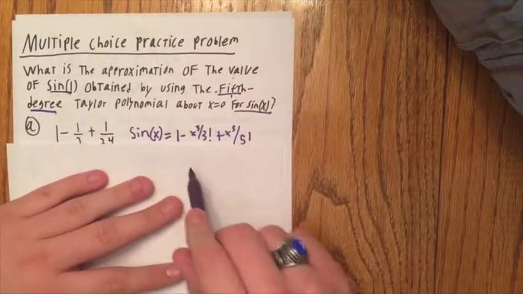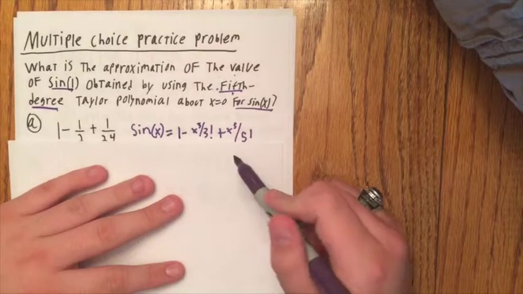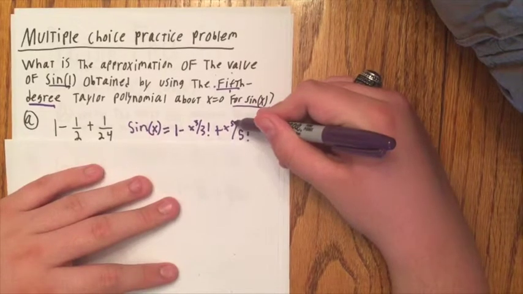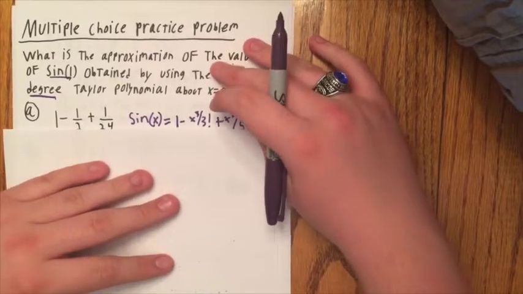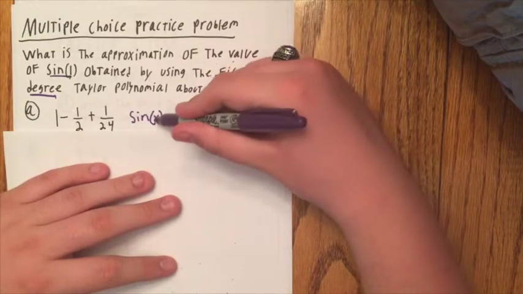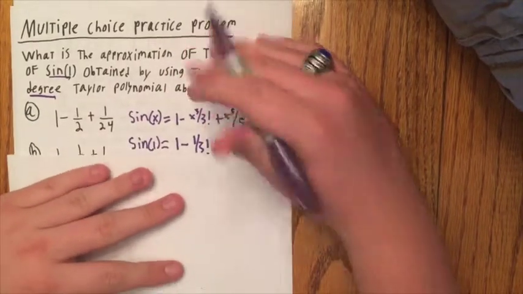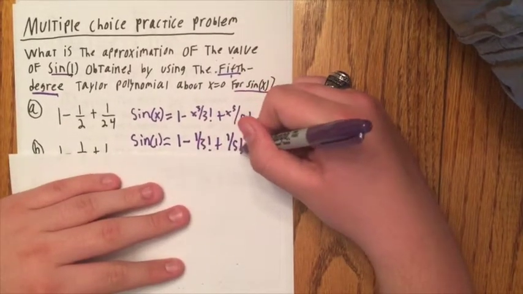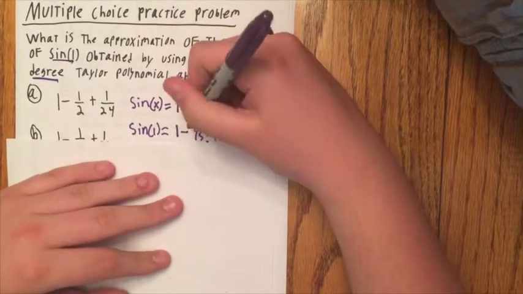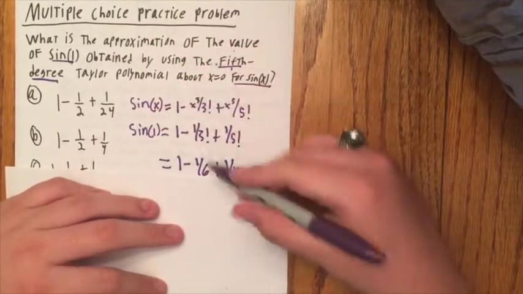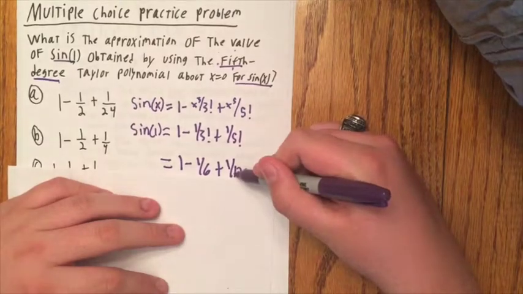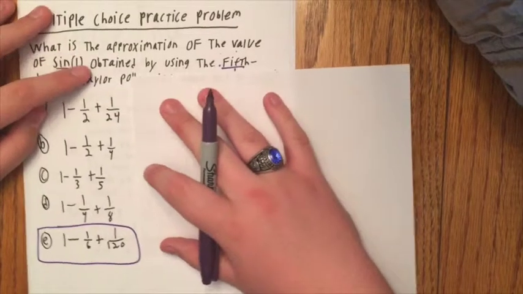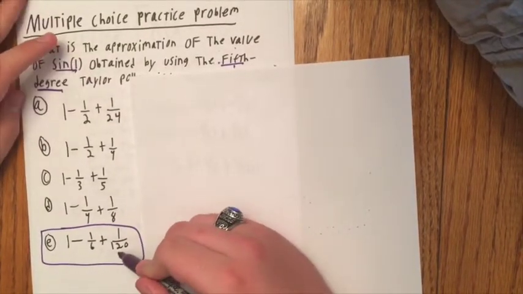So as we know, sine of x is equal to x minus x cubed all over 3 factorial plus x to the 5th over 5 factorial, and it only said 5th degree, so we go up to x to the 5th. So all we have to do from here is plug in 1 for x, and what we'll get is sine of 1 is equal to 1 minus 1 over 3 factorial plus 1 over 5 factorial. And then after simplifying this, we will get 1 minus 1 over 6 plus 1 all over 120. And so the correct answer to this ended up being E, which is 1 minus 1/6 plus 1/120.